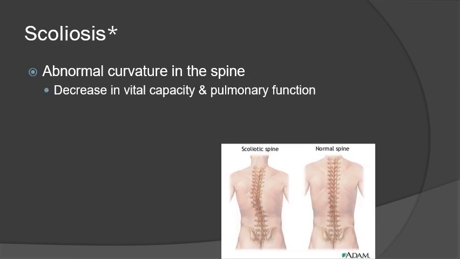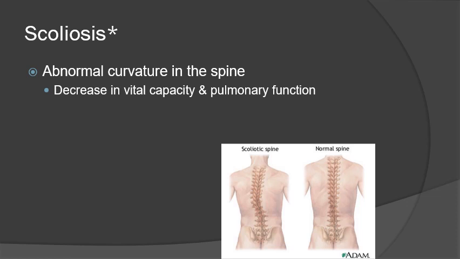Scoliosis is an abnormal curvature in the spine. Again, similar to what we talked about with the chest wall deformities, you're going to have a decrease in vital capacity and pulmonary function because it's going to be changing the shape of the rib cage. So that's going to cause some breathing issues as well.